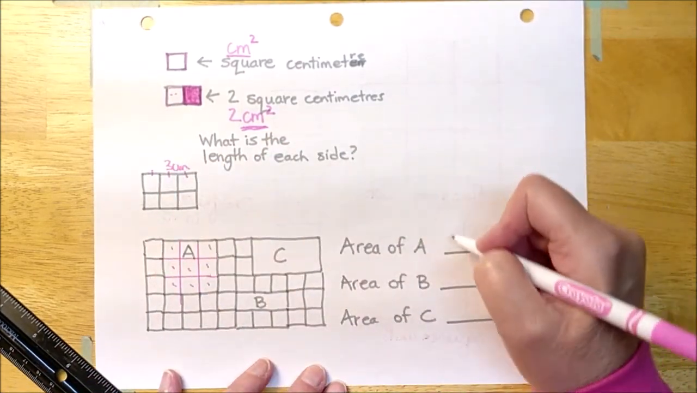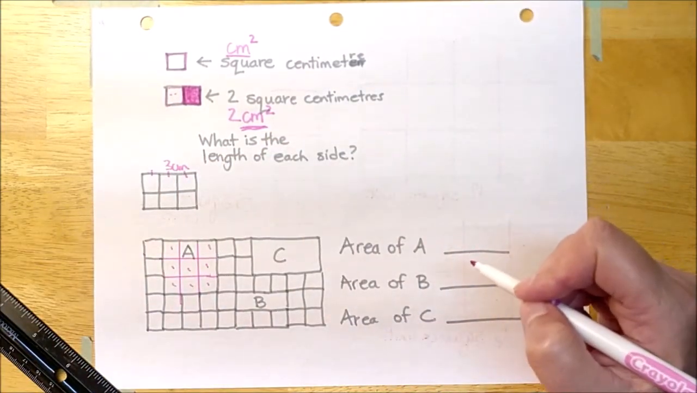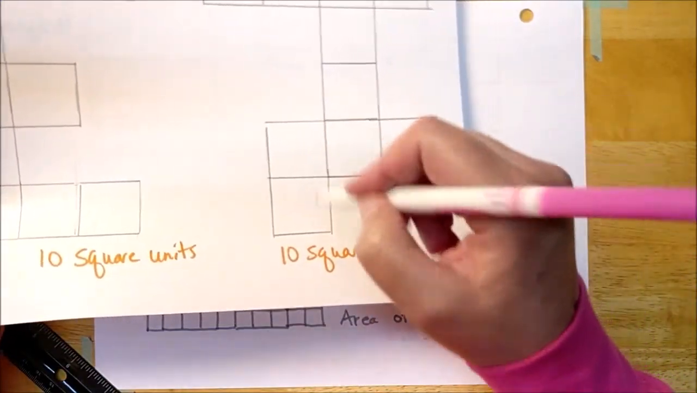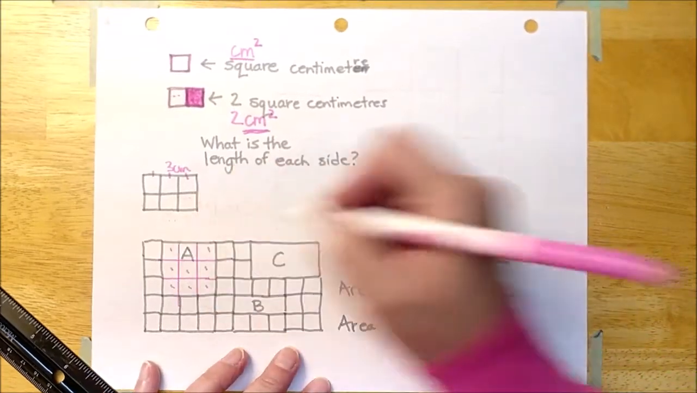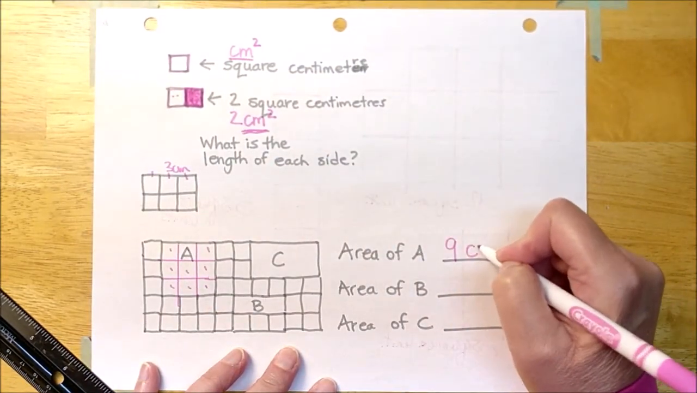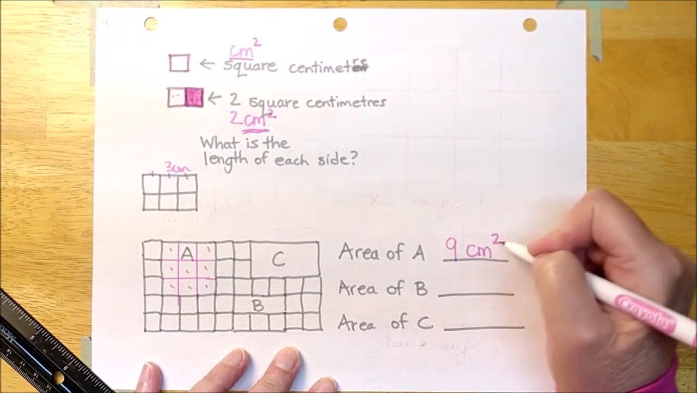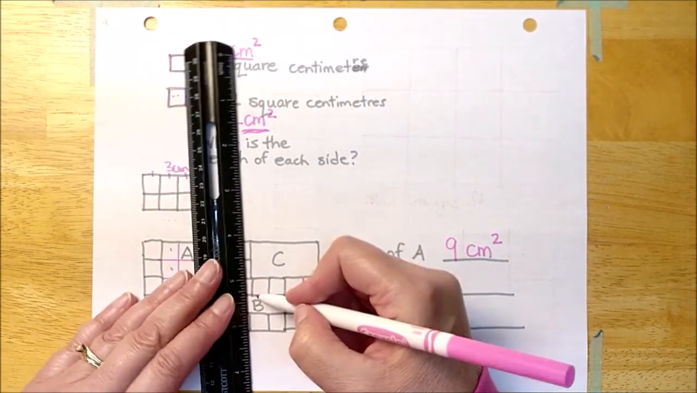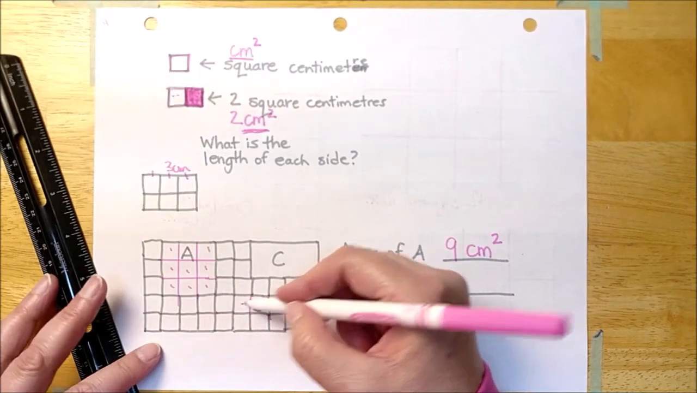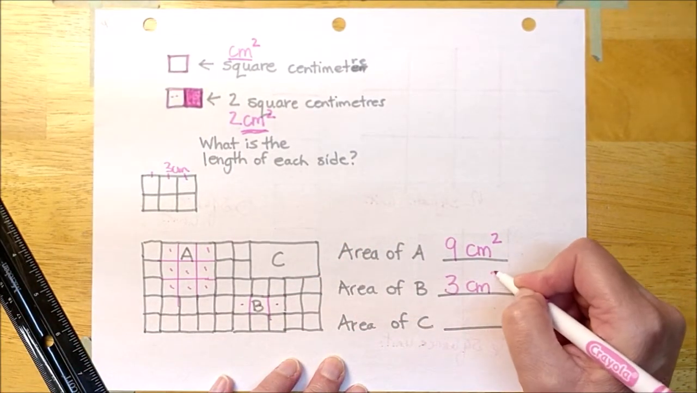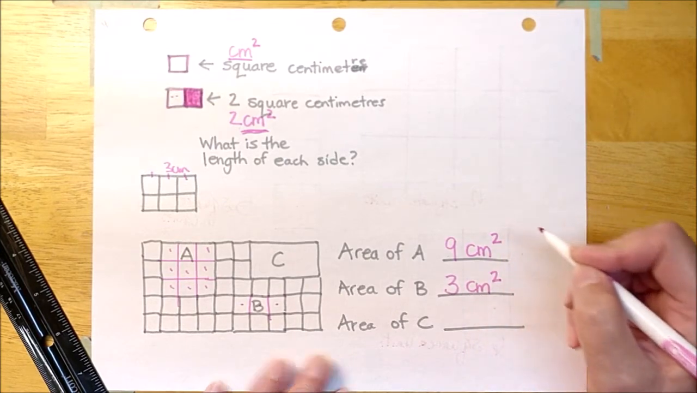And those are centimeters. So I can't say that they're square units like I was on this page. They're not square units because these were squares, not centimeters. So here I have to say there are 9 centimeter squares. 9 centimeter squares. B, draw those lines on. 1, 2, 3. So B is 3 centimeters squared. So got to remember that too.